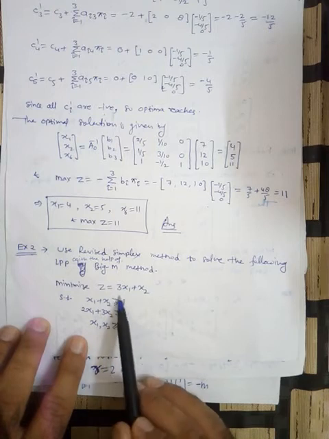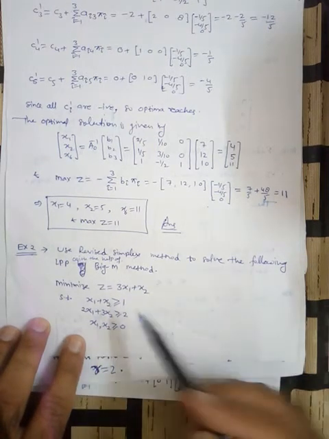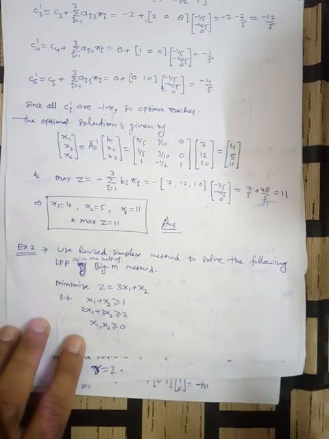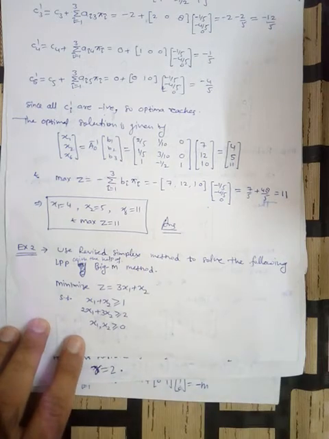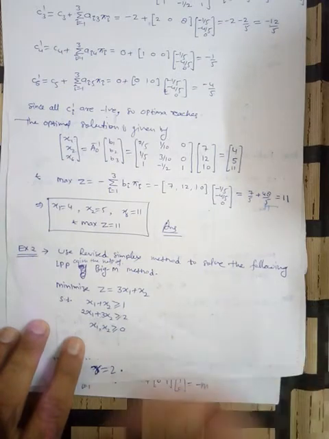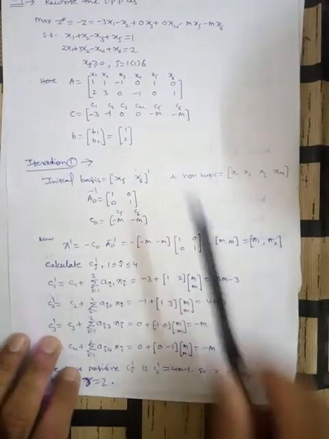So here, whenever one of the constraints or all the constraints are greater than type, then generally we have to subtract some amount which is known as the surplus variable, and to get the initial basis we generally add artificial variables, since here we are using the big M method. Fine.